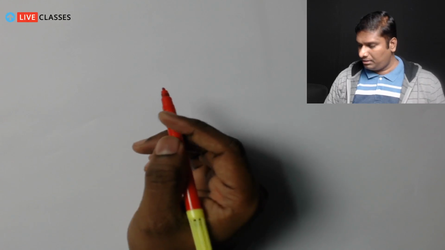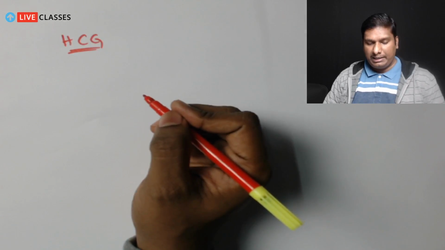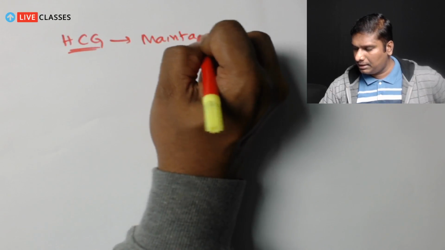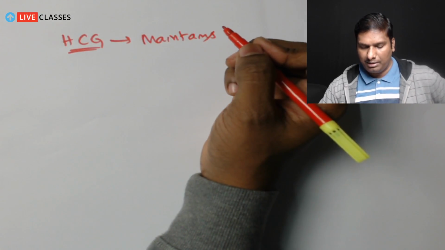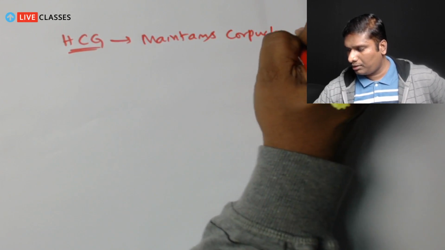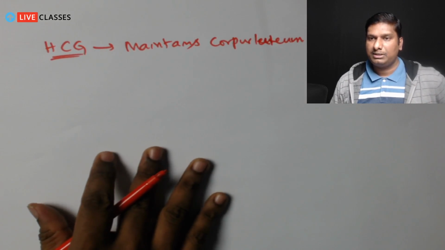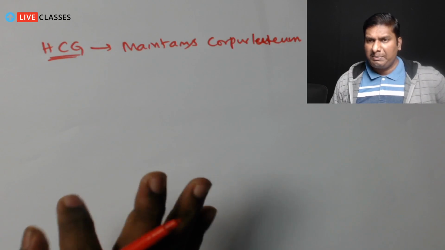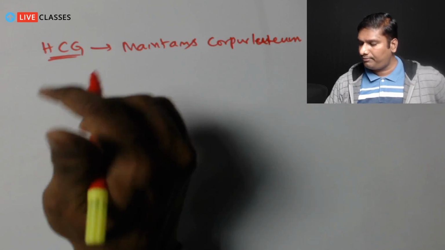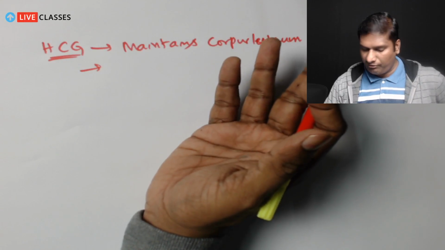Now the HCG, like I said, is human chorionic gonadotropin. The role of HCG is to maintain the corpus luteum layer. So it basically prevents the menses. The menstrual cycle is halted because of the HCG. It maintains the corpus luteum and prevents the menstrual cycle from happening.